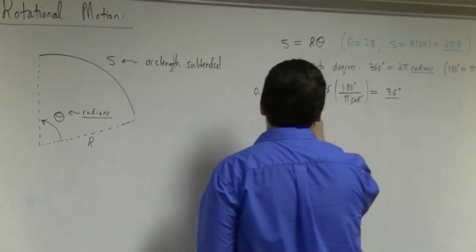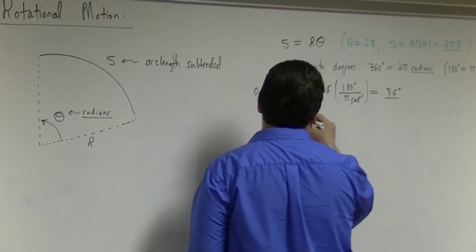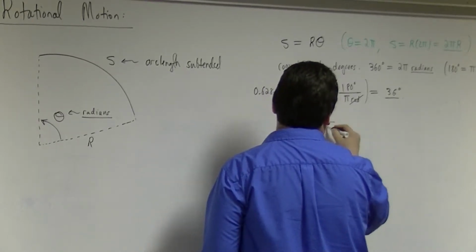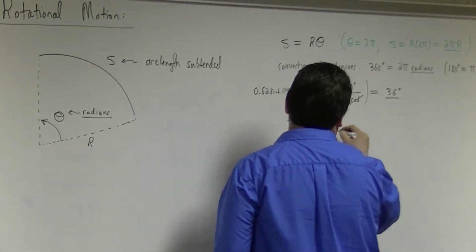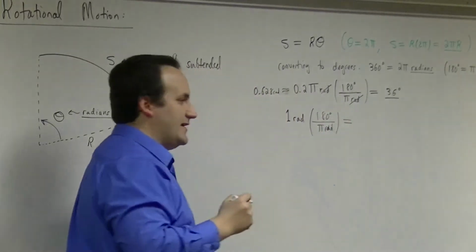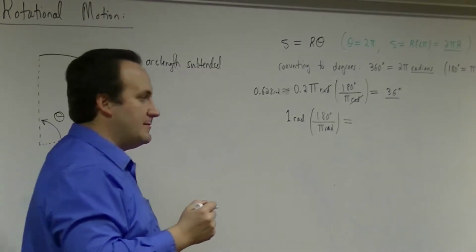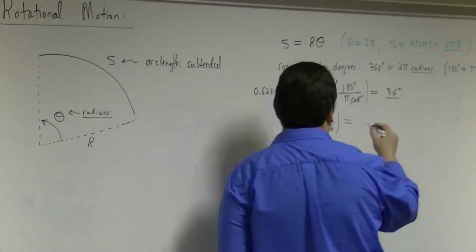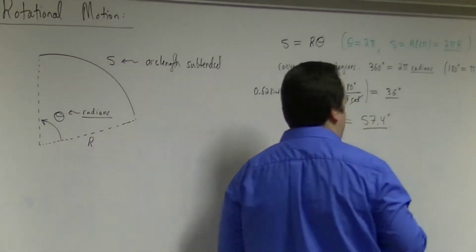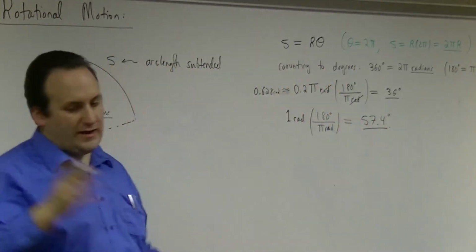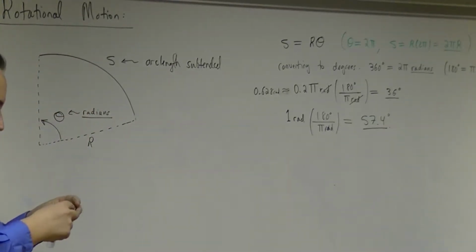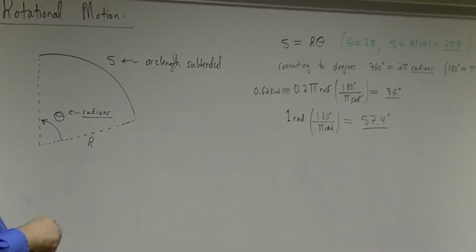So what's 1 radian? Multiply by 180 degrees, divide by pi radians. In other words, what's 180 divided by 3.14? About 57.4 degrees, I think something like that. Okay, so anyway, that's how you can convert. That's about all I have to say about that.